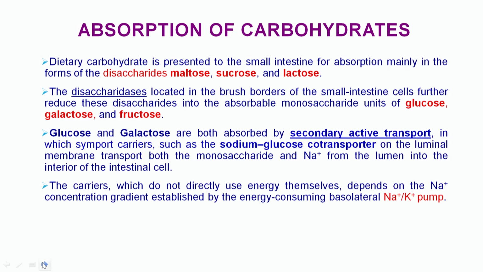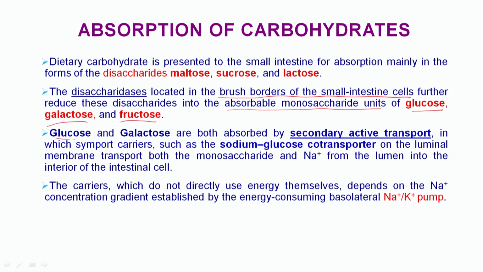Dietary carbohydrates are presented in the small intestine for absorption mainly in the form of disaccharides, that is maltose, sucrose and lactose. I told you the disaccharidases are located in the brush border of the small intestine cells. These further reduce the disaccharides into the absorbable monosaccharide units I told you about: glucose, galactose and fructose.